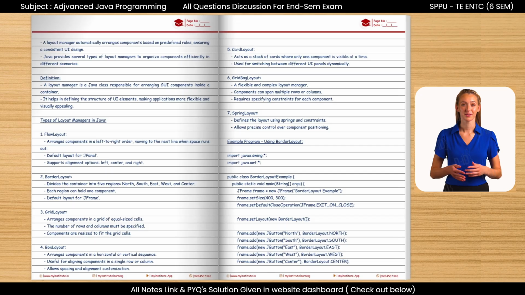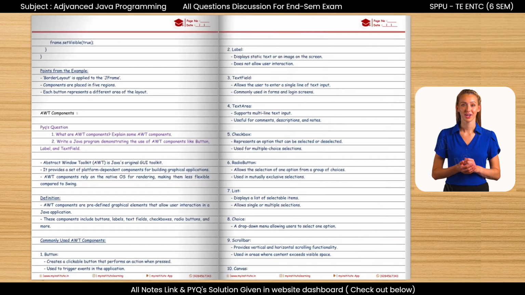Now let's move on to our next topic, which is AWT components. From this topic, we can expect the question like, what are AWT components? Explain some AWT components. AWT components are the basic building blocks of Java GUI. These include buttons, checkboxes, radio buttons, labels, text fields, and text areas. For example, a button is used to trigger an action when clicked, a checkbox is used for selecting multiple options, and a radio button allows only one selection at a time.